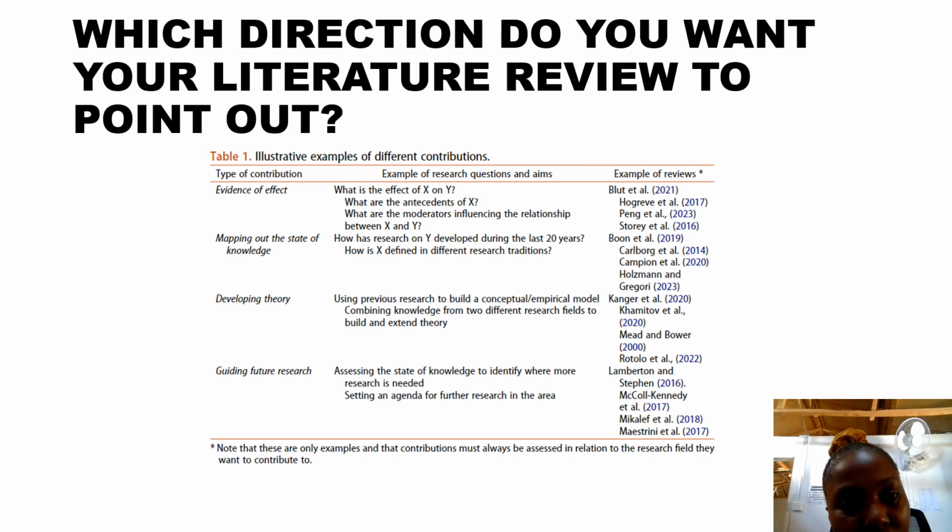Which direction do you want your literature review to point out? This table can help you to find a direction for your literature review. Like here, A, you see evidence of effects. Maybe you want to show evidence of effects on a certain problem. Number 2, maybe you just want to map out the state of the knowledge which exists. Number 3, maybe you want to develop a theory. Then another one, maybe you want to guide future research. It depends on what you want to do. You are the one to select your direction for the literature review using this table.